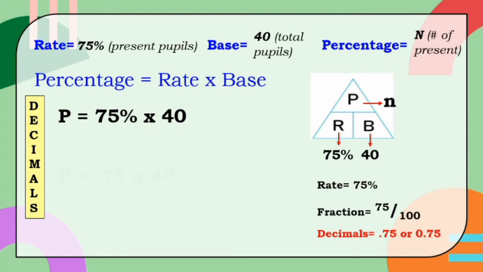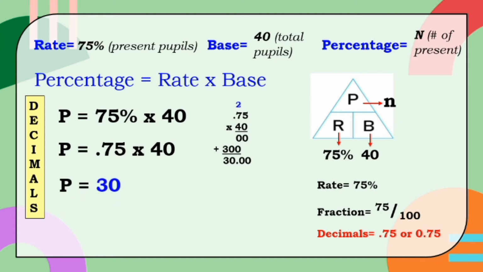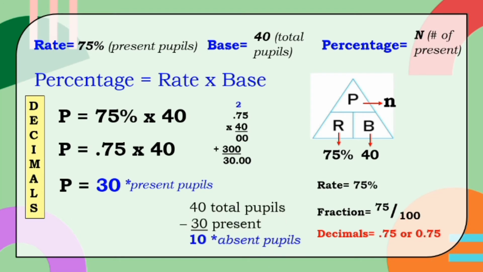I-convert natin ang 75% sa decimals. So, we have 0.75. P equals 0.75 times 40. Using long multiplication method, 0.75 times 40, the product is 30. Therefore, percentage is equal to 30. Same din doon sa naunang fraction. 30 present pupils and 40 total pupils minus 30 present, we have 10 absent pupils.